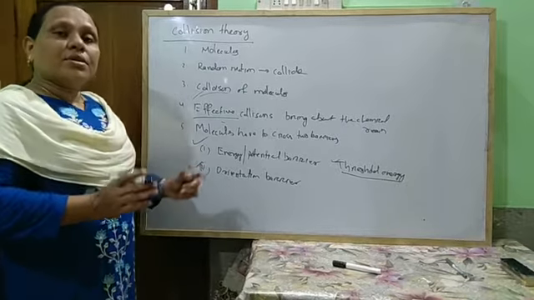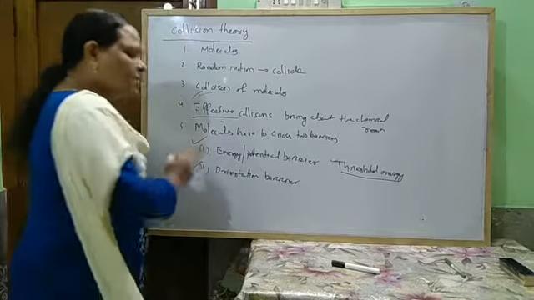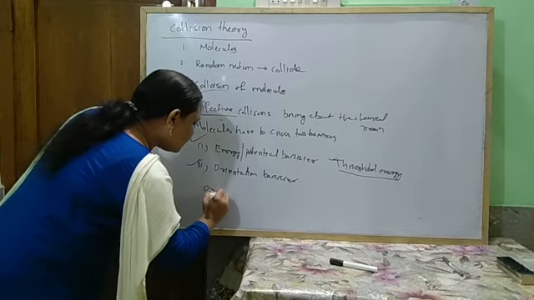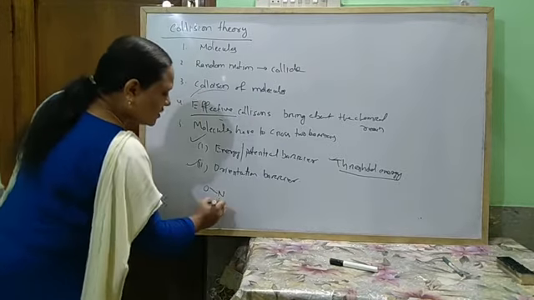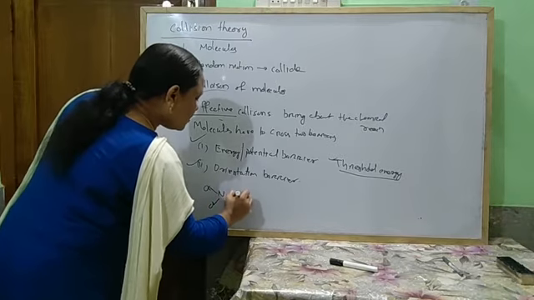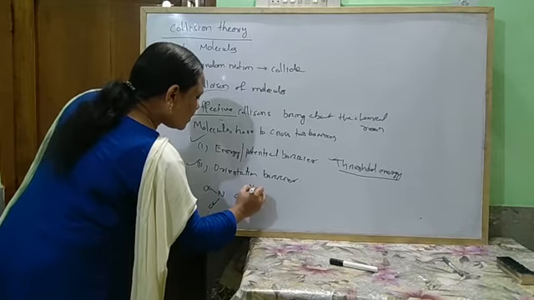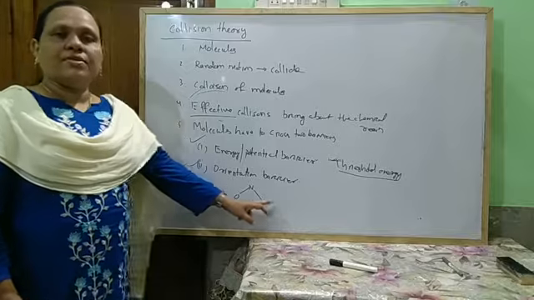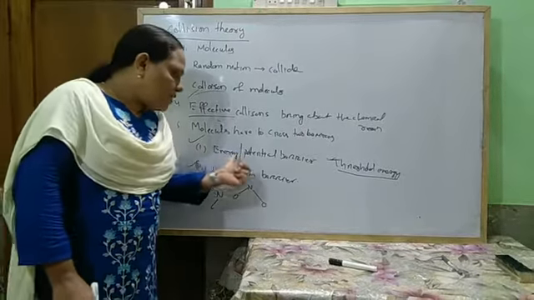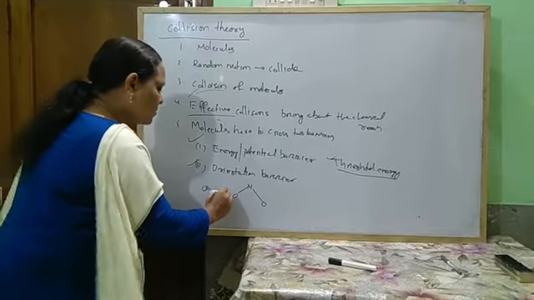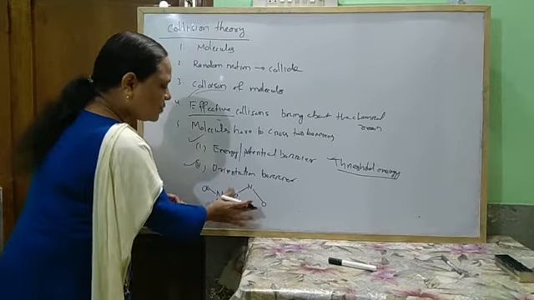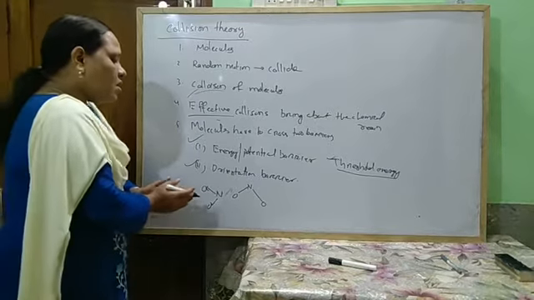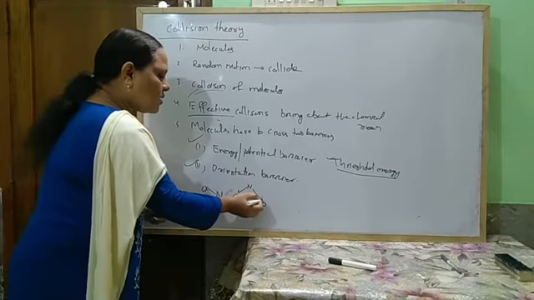And the other condition is that the molecules should be properly oriented. For example, take NO2 gas, and another molecule of NO2. In this case, if they are not properly oriented, no product will be formed, although they have the threshold energy. When these molecules approach each other, the nitrogen collides with oxygen, and in this way they do not give any product.